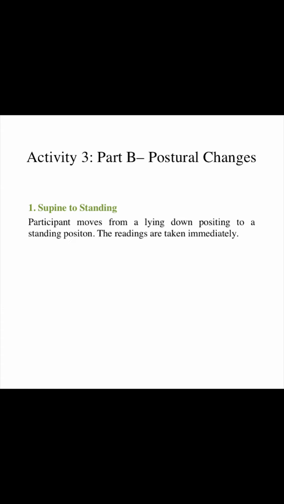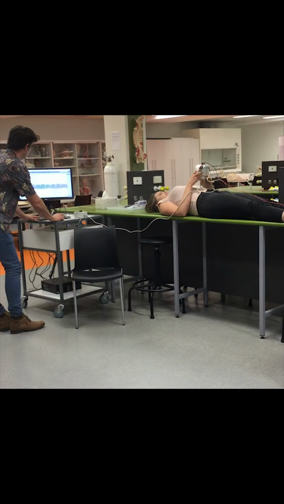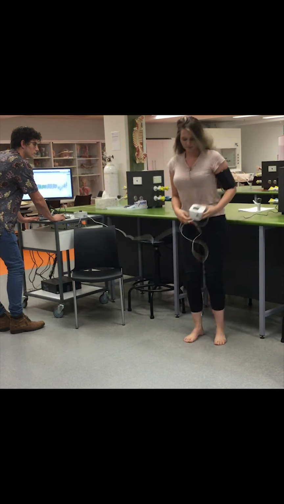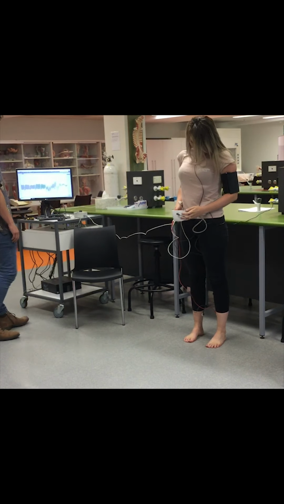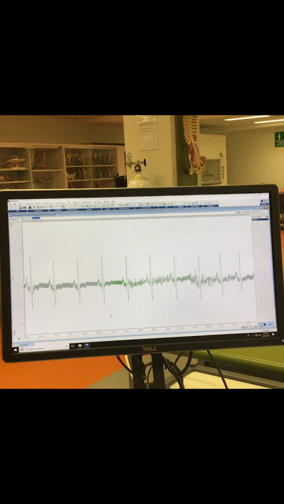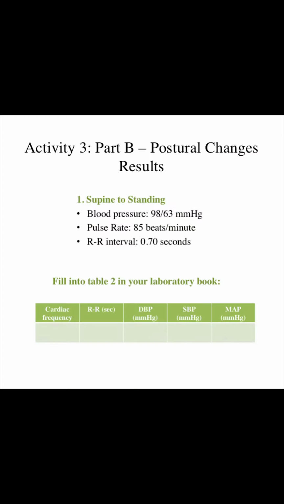Part B will assess the impact postural changes have on the cardiovascular system. The participant maneuvers from supine to standing position, preceding collection of blood pressure and ECG data. Following movement from supine to standing, an increase in cardiac frequency with simultaneous decrease in the R to R interval is observed. The blood pressure reading demonstrated a decrease in both systolic and diastolic blood pressure.